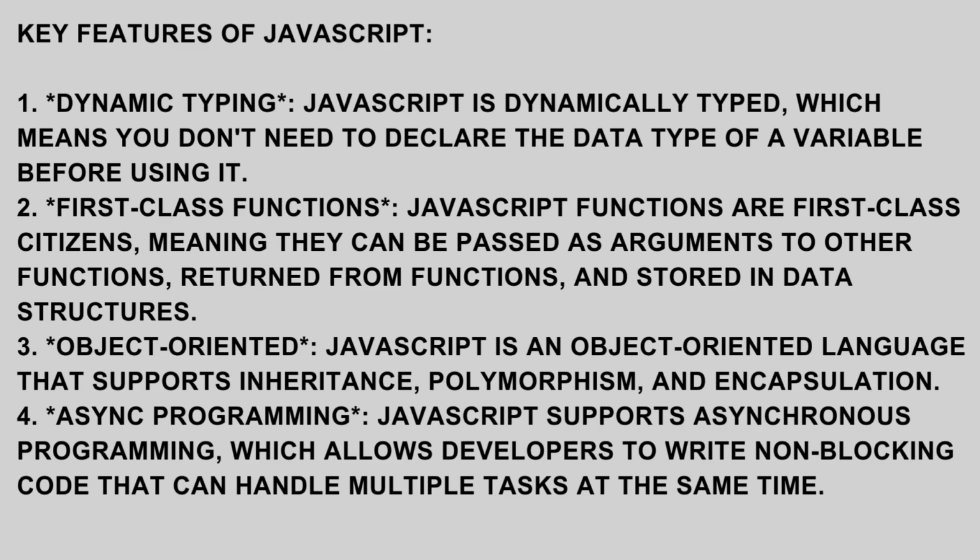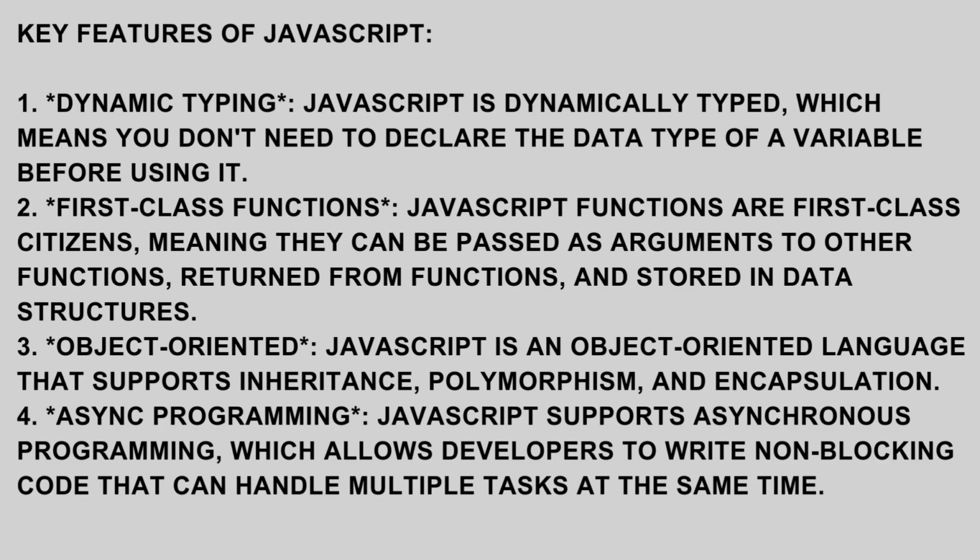Key features of JavaScript. JavaScript is a dynamically typed programming language, which means you don't need to declare the type of the variable before using it. First class functions. JavaScript functions are first class citizens, meaning they can be passed as arguments to other functions, returned from functions, and stored in data structures.